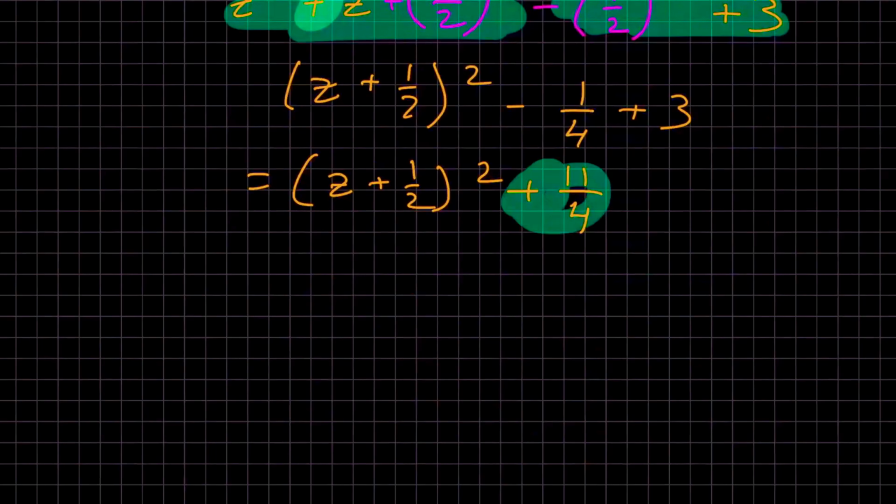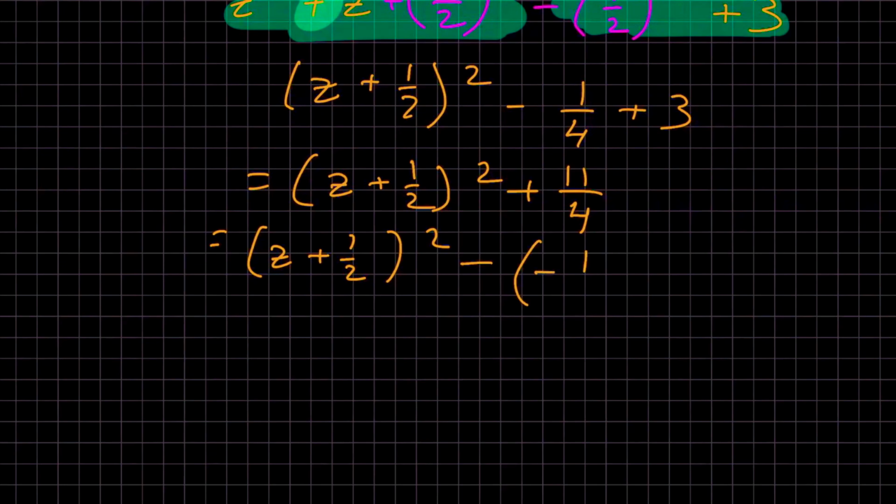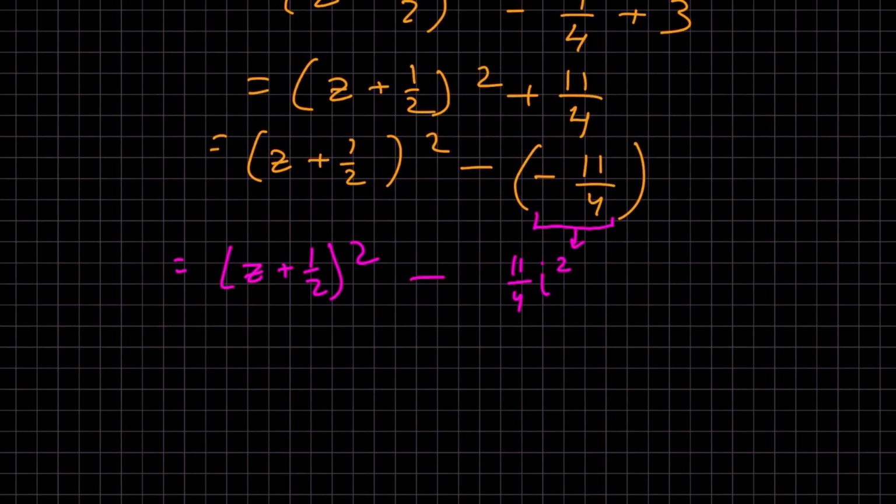Even here, we can convert this to our difference of two squares form. So what we can do is manipulate this equation to write it in the form of the difference of two squares. So instead of having a plus over here, we will turn it into a minus and write this as minus negative 11 over 4. Again, using the same logic as before, our negative 11 over 4 can be expressed as i squared times 11 over 4. So this equation can be rewritten as z plus 1 over 2 squared minus (11 over 4) i squared. Now we can use our difference of two squares formula to factorize this further.